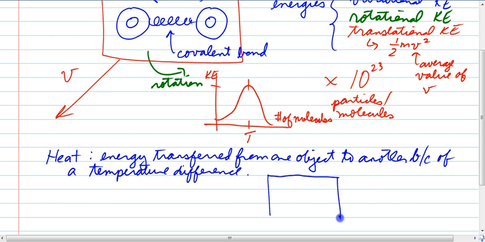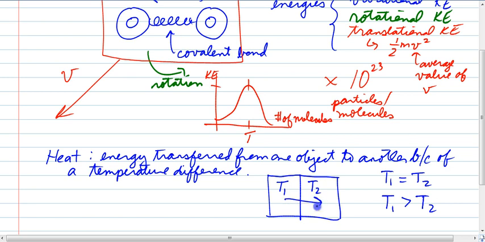So for example, if I have two different sides of a chamber and I have T1 and T2, if T1 is equal to T2, then there's going to be no net flow of particles back and forth. But if T1 is greater than T2, then what you're going to have is, because those particles on the whole have a greater kinetic energy, they're going to end up moving to the location where it's a lower temperature.